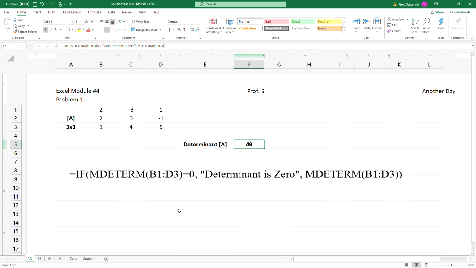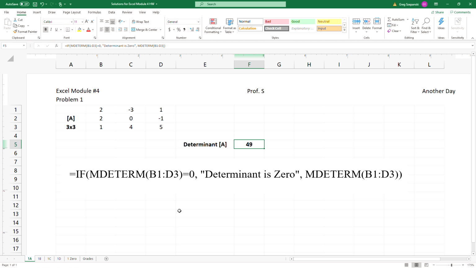So I'm doing an if test. If you remember from the lecture, an if test basically has 3 parts. You have the test itself, and then you have what to do if it's true, what to do if it's false. In this particular case, we're looking at the matrix that's in B1 through D3, which is the first matrix that was given to us in the homework.